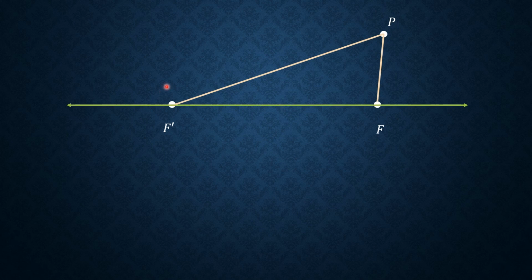To find the equation of an ellipse, we take the origin midway between the foci and the coordinate axis on the line through the foci, this time the x-axis. We denote the distance between the foci by 2c, and accordingly label the foci as F prime at (negative c, 0) and F at (c, 0).